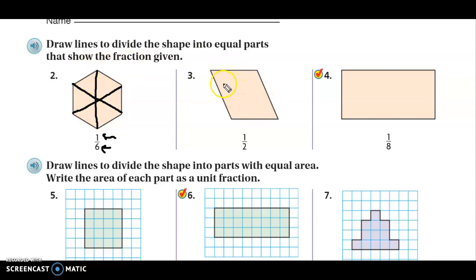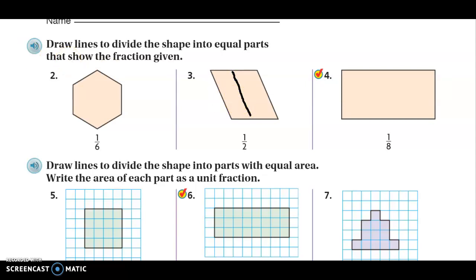Alright, so divide the rhombus into 1/2 and divide the rectangle into 1/8. Press pause and work on those. Alright, 1/2, you can do it a couple different ways. Like I said, there's more than one way. Go diagonal and make 2 triangles like that. You could do the other diagonal. If you were really good, which I'm not, I'll probably mess this up, you could make a diagonal line coming down of that nature.